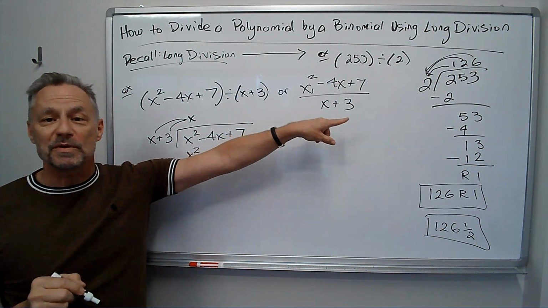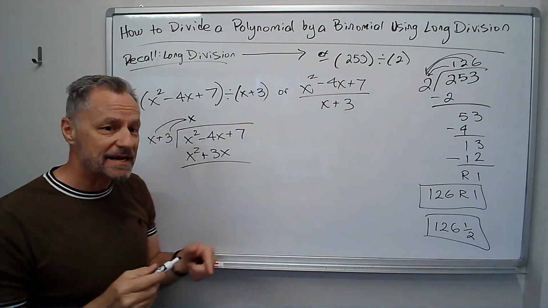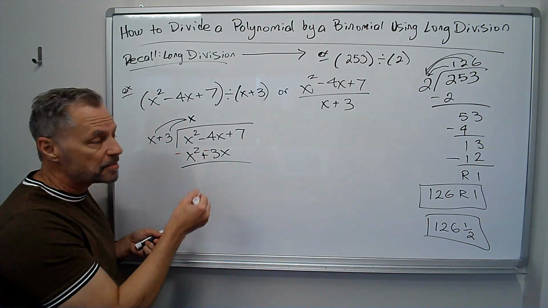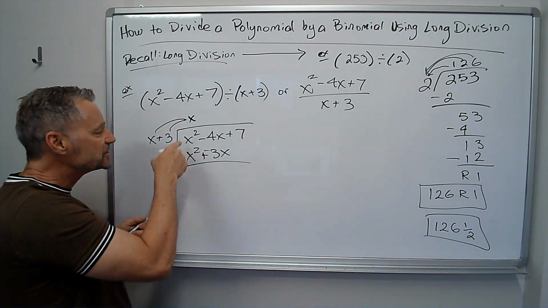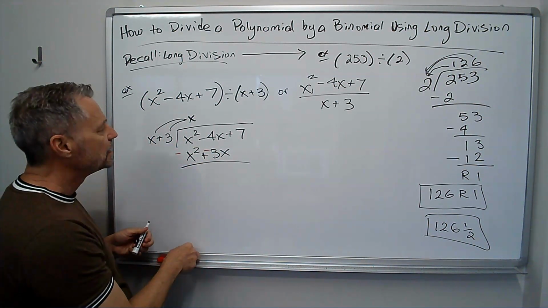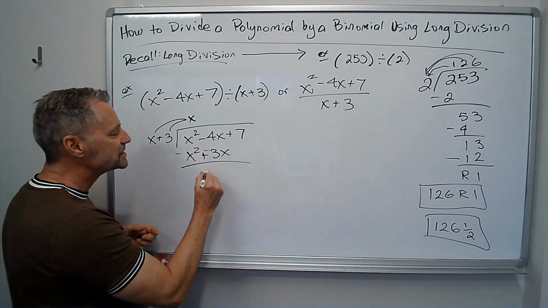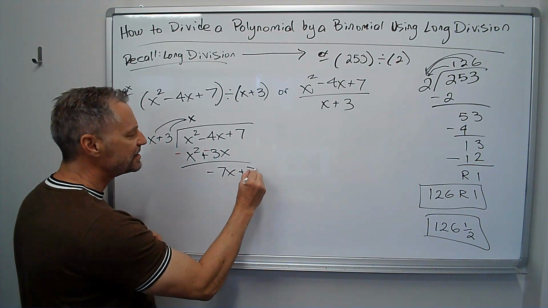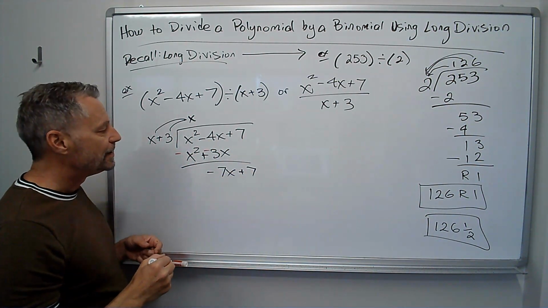And then remember what we did over there? We subtracted. So to subtract this, I'm taking the opposite. I'm going to add down from there. x squared minus x squared, those cancel out. Negative 4x minus 3x is negative 7x. And then pull down anything else we have, plus 7 in this case. All right, now keep going.